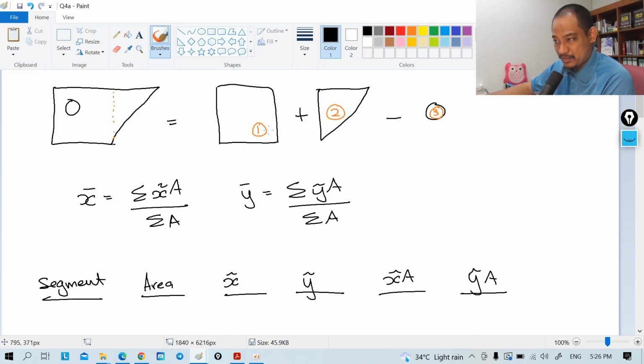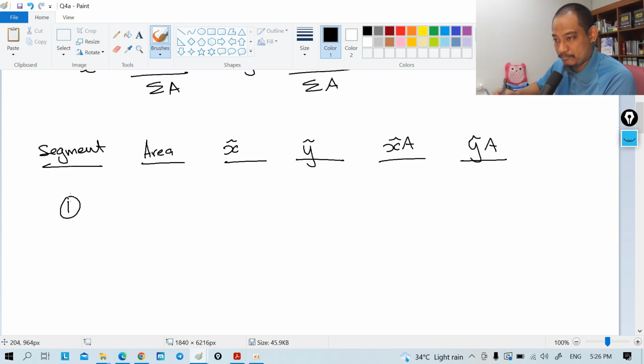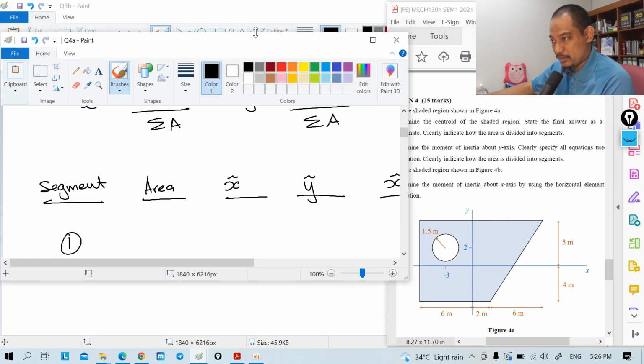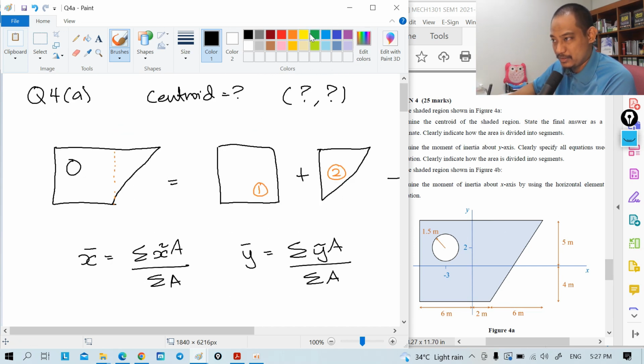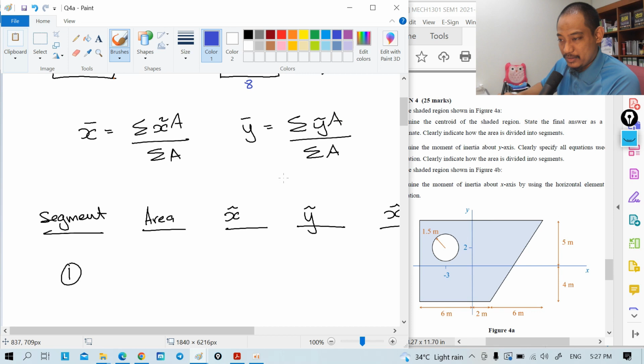Now segment 1 is the rectangle. So let's take a look at that one, right? If you can see, the bottom here is 8 and the height is 9, right? So the width is 8 and then 9. So the area will be 8 times 9, which is 72, right?